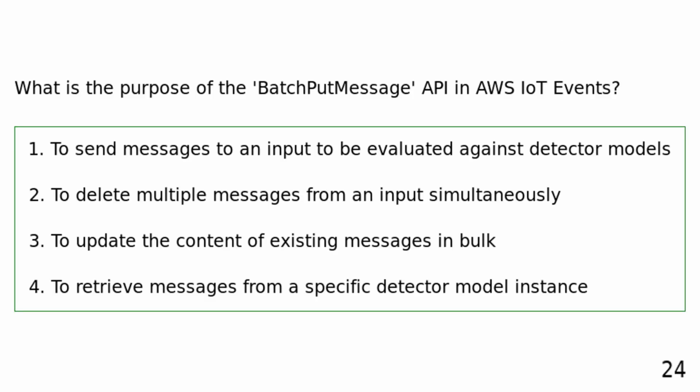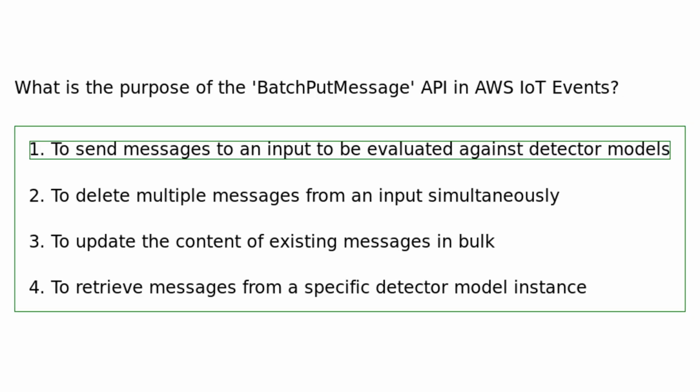What is the purpose of the batchput message API in AWS IoT Events? To send messages to an input to be evaluated against detector models. To delete multiple messages from an input simultaneously. To update the content of existing messages in bulk. To retrieve messages from a specific detector model instance.